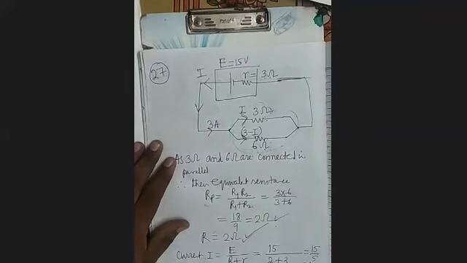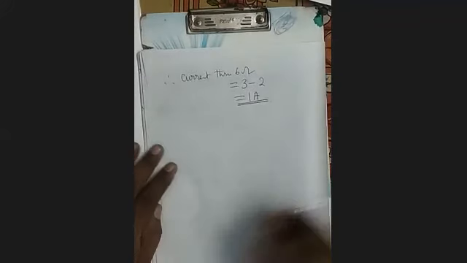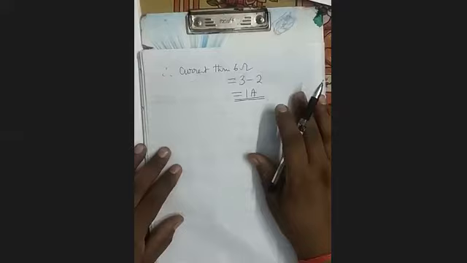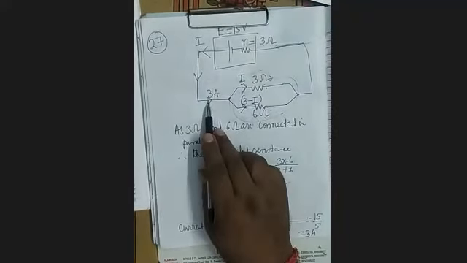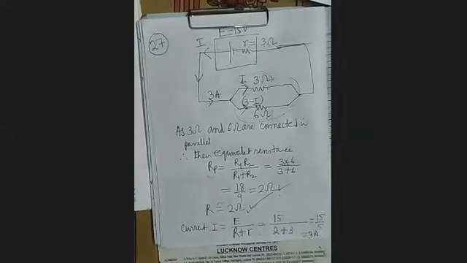So the value of I, remaining what was it? Here it is 3 ampere. Suppose I flows here, so remaining will flow here.